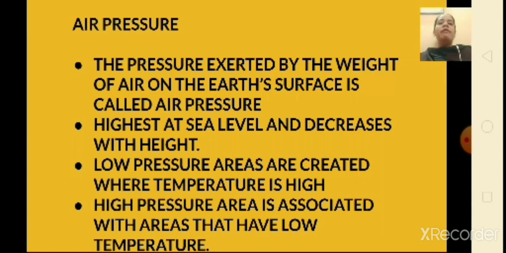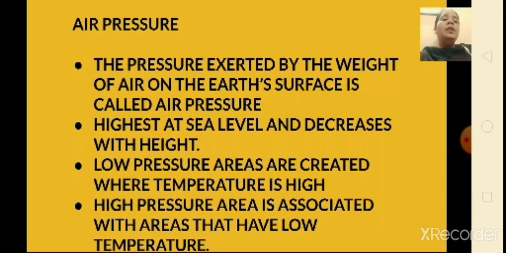Air pressure is defined as the pressure exerted by the weight of air on the Earth's surface. As we go up the layers of atmosphere, the pressure falls rapidly. The air pressure is highest at sea level and it decreases with the height. So which means that air presses us from all directions and our body exerts counter pressure.